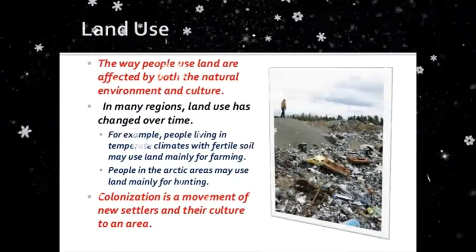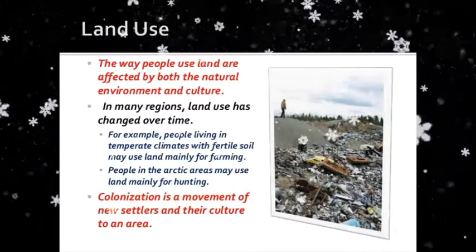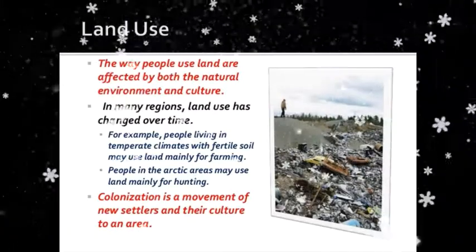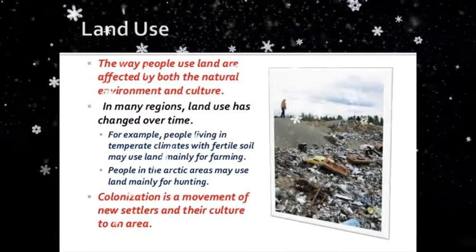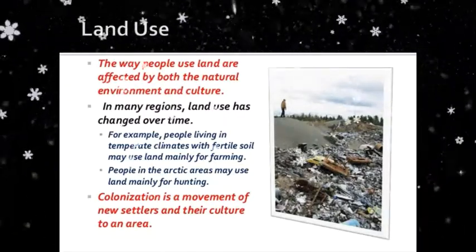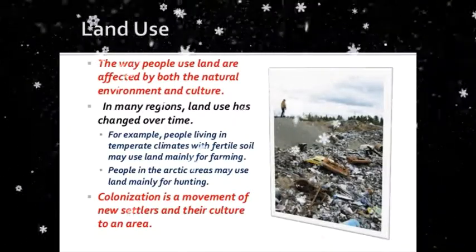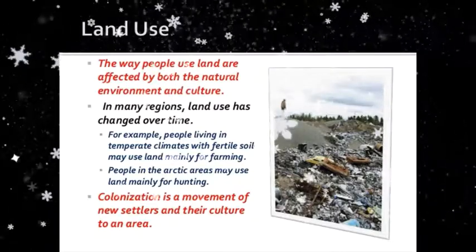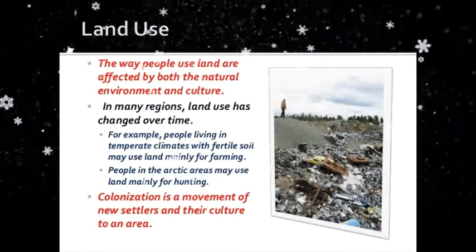People living in temperate climates with fertile soil may use land mainly for farming, and those in the Arctic areas may use it mainly for hunting. So that's the difference: farming and hunting. For the fertile soil, it's for farming, and for the Arctic areas, the land may be used for hunting. Colonization is a movement of new settlers and their culture to an area.